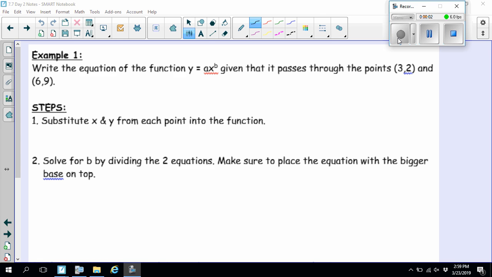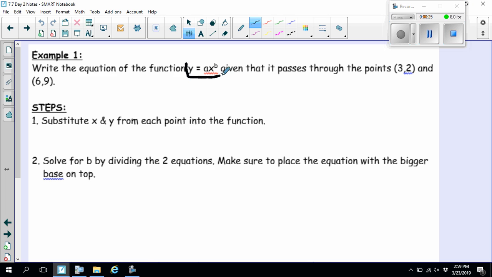So here are the notes for 7.7 day 2. This is actually where we're going to once again write equations, but we're going to write power equations, or power functions, this time. Now this is once again using either 2 points or the regression feature on the graphing calculator. So example 1, it says write the equation of the function y equals a times x to the b.